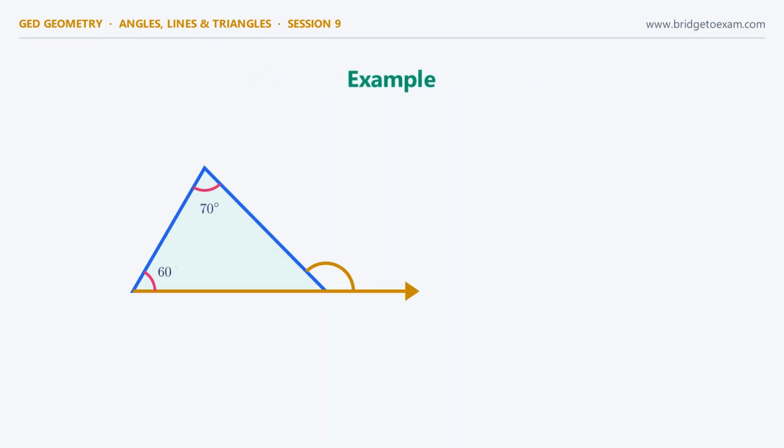Let's try it. Suppose the two remote interior angles are 70 degrees and 60 degrees. By the shortcut, the exterior angle is simply 70 plus 60, which is 130 degrees. That's it. No other steps needed. The exterior angle is 130 degrees.